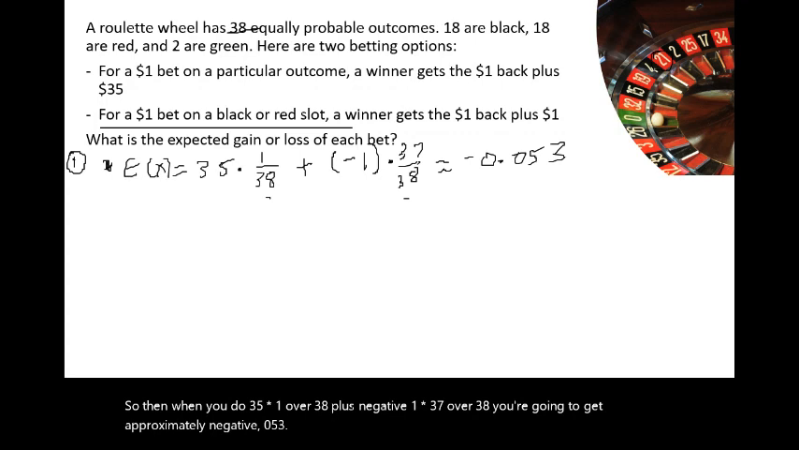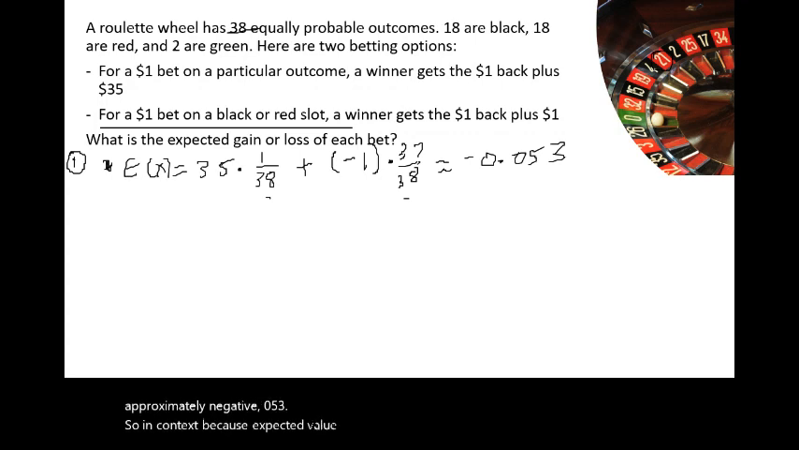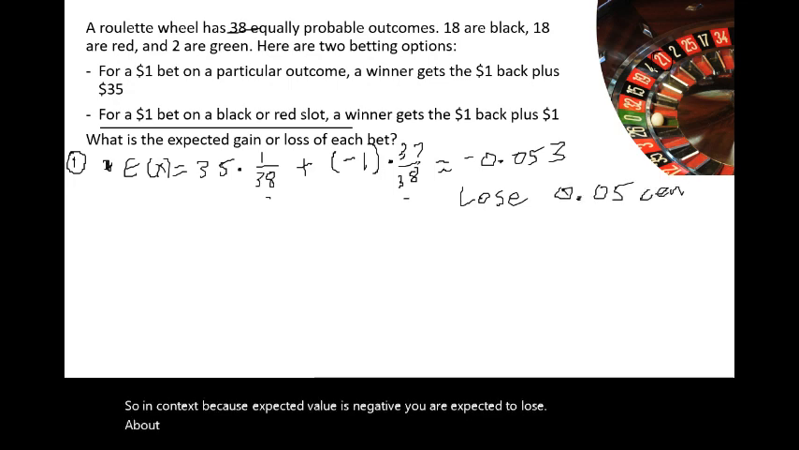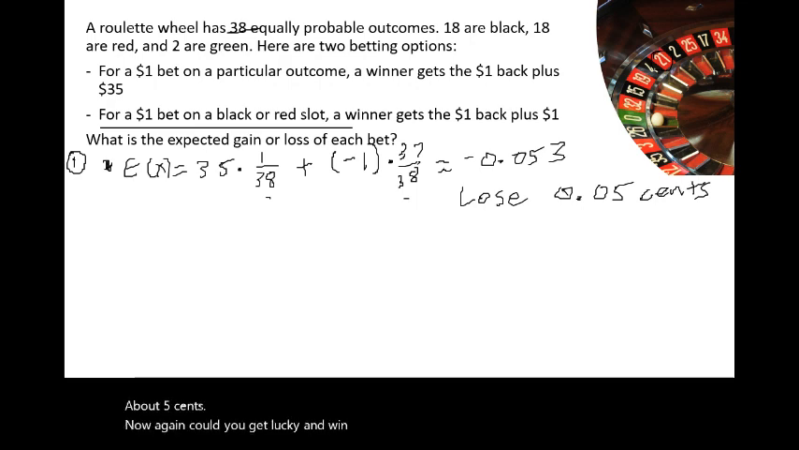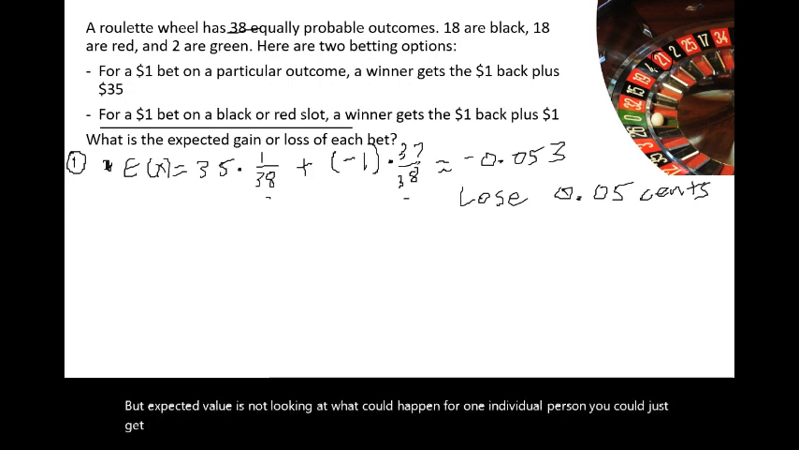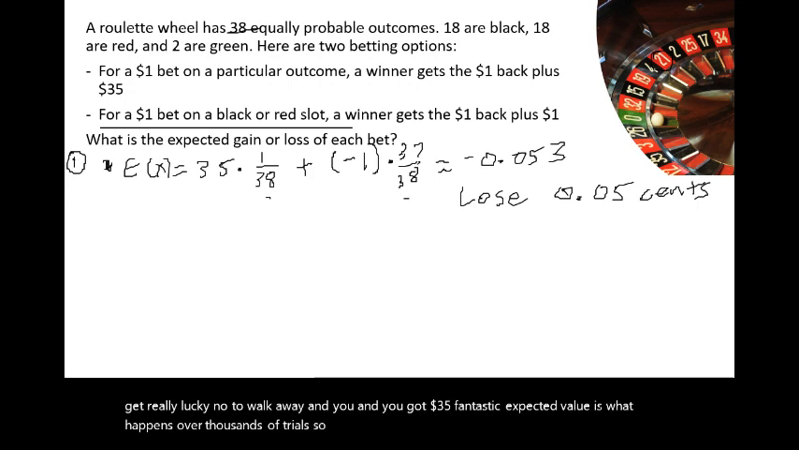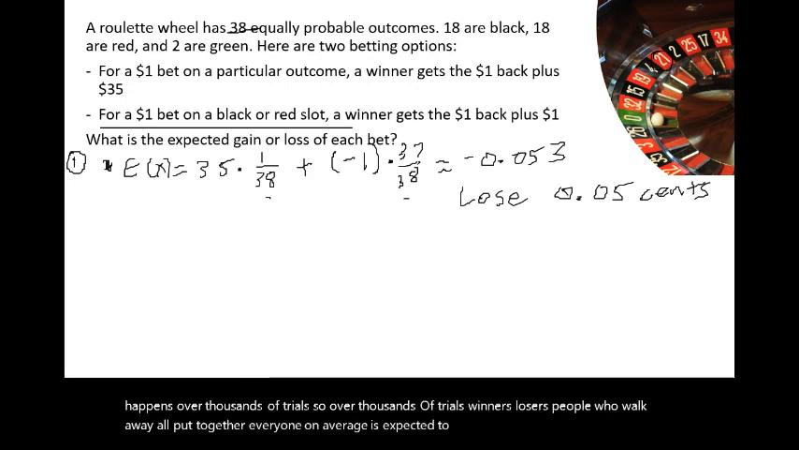So in context, because expected value is negative, you are expected to lose about 5 cents. Now again, could you get lucky and win the $35 and walk away? Absolutely. But expected value is not looking at what could happen for one individual person. You could just get really lucky and walk away with $35. Fantastic. Expected value is what happens over thousands of trials. So over thousands of trials, winners, losers, people who walk away, all put together, everyone on average is expected to lose 5 cents for each bet.